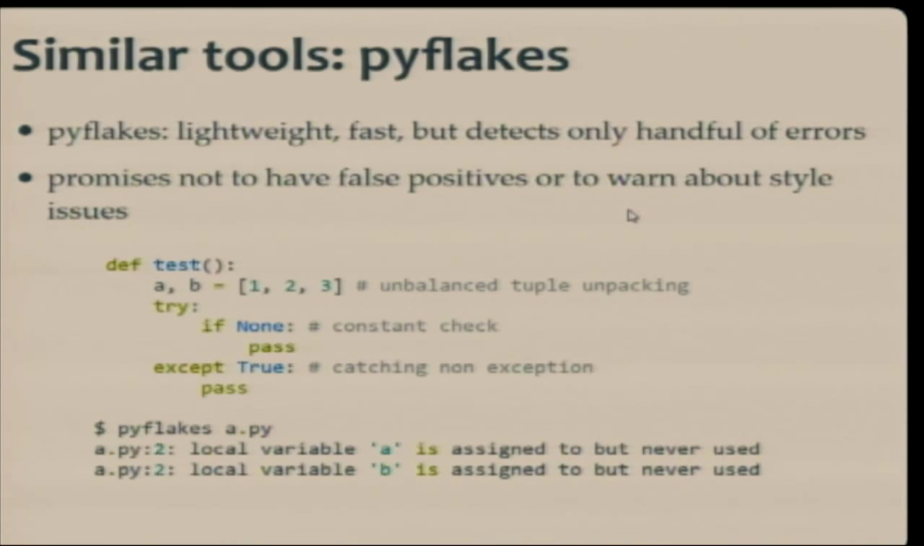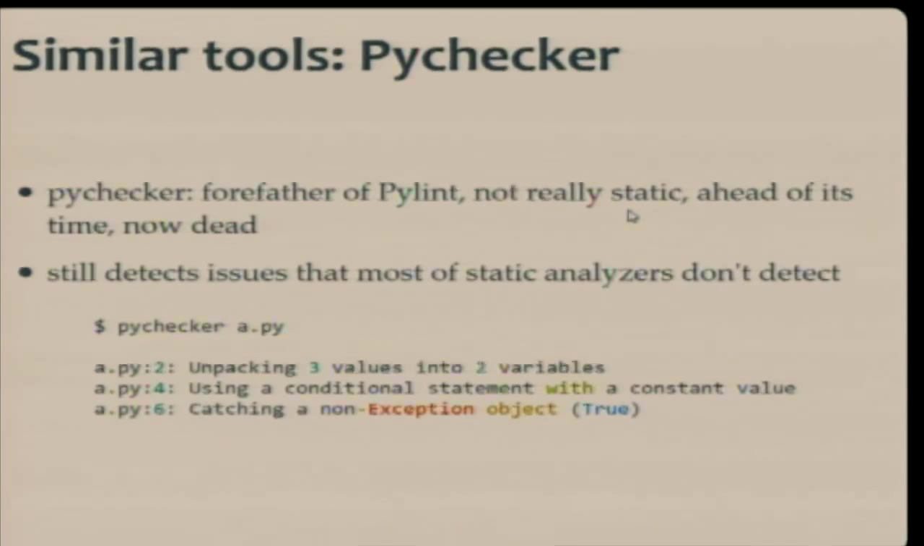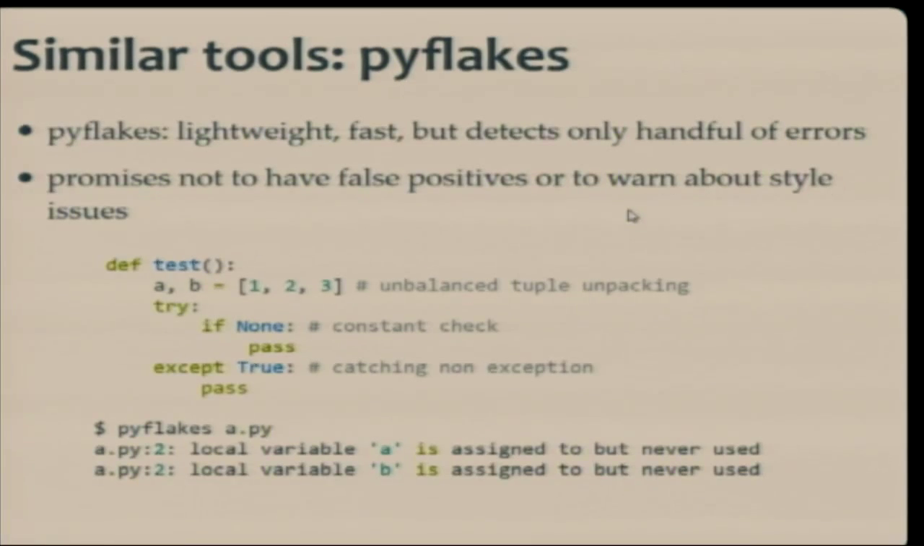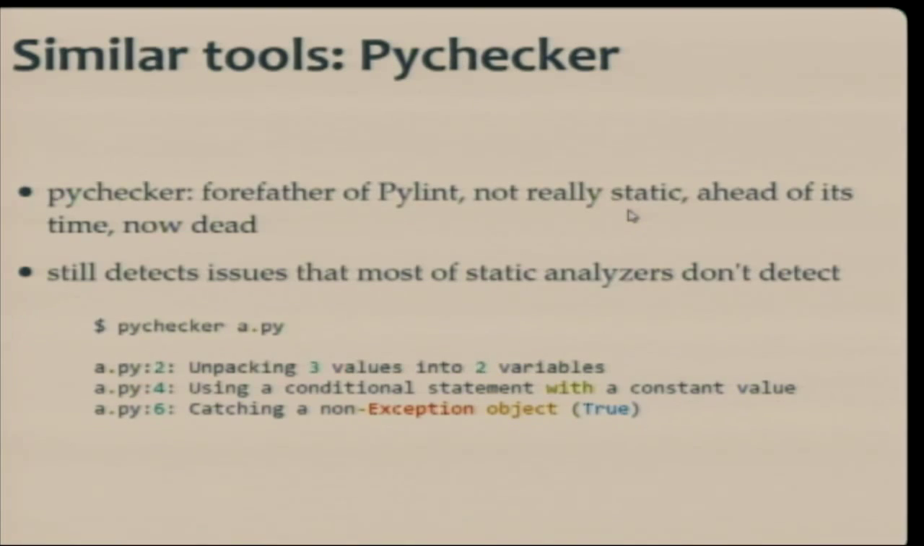There are a lot of similar tools like Pyflakes, MyPy, PyChecker. PyChecker basically is the forefather of Pylint. I should say a couple of things. Even PyChecker is now defunct and has been dead for a couple of years. It was way more advanced than many of the static analysis tools that exist currently in Python. As you can see in this example, we are unpacking 3 items into 2 variables, or we are having a constant check, or we're catching an exception which is not really an exception. And Pyflakes, as you can see, detected almost nothing, while PyChecker detected all these errors.